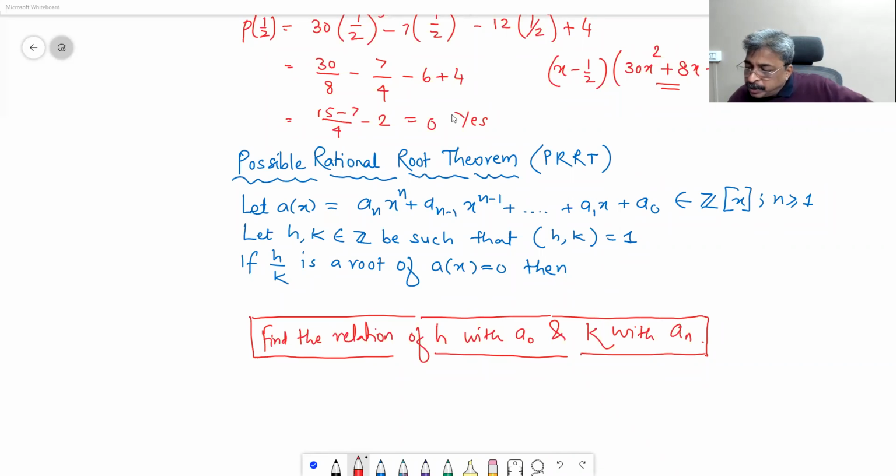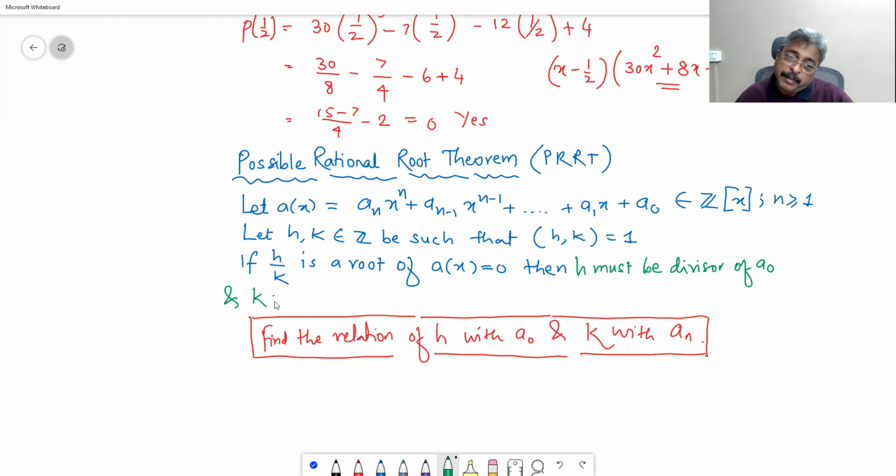The statement of the theorem is that h must be a divisor of a0 and k must be a divisor of an. That is the relationship between h and a0, and k and an. Prove this now. Write down a complete, correct proof. I will wait for 5 more minutes.